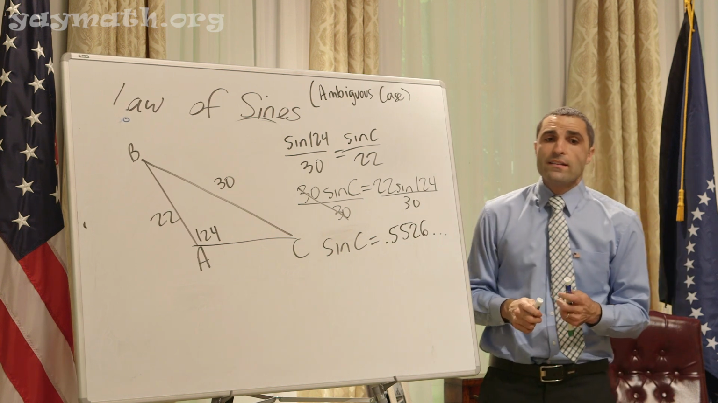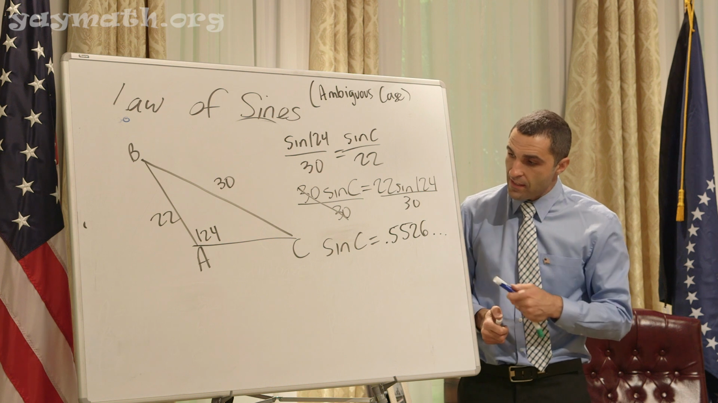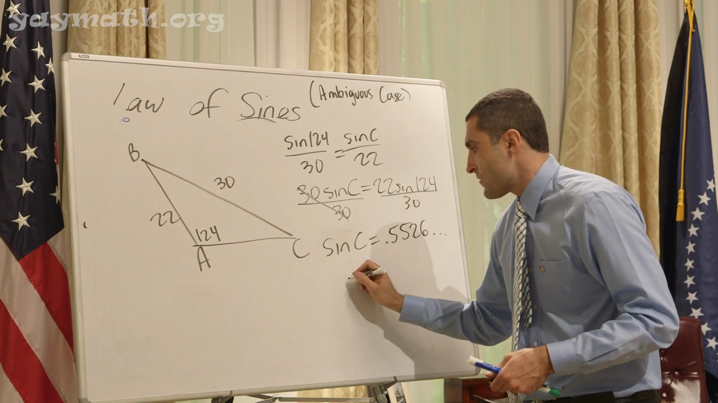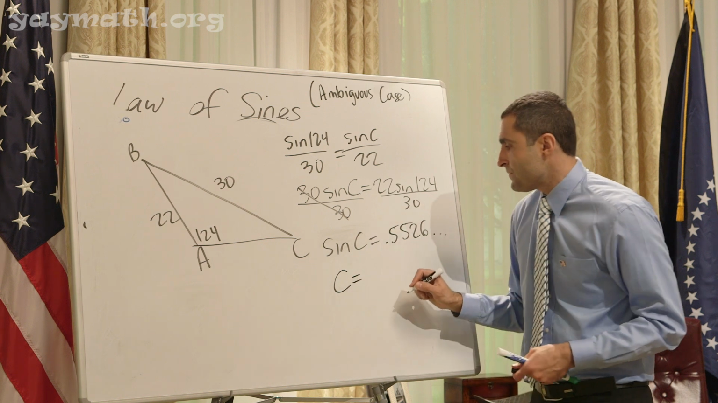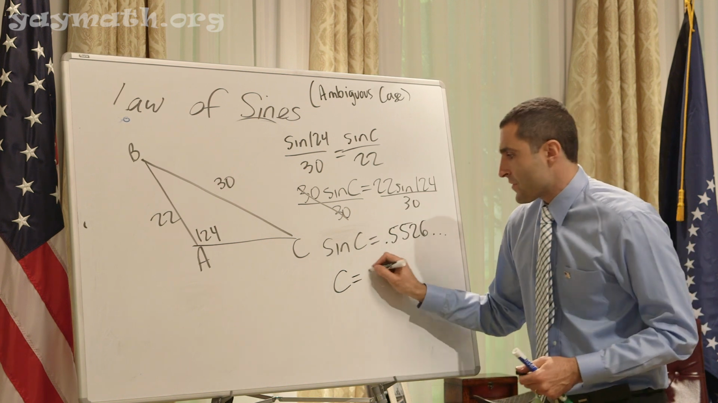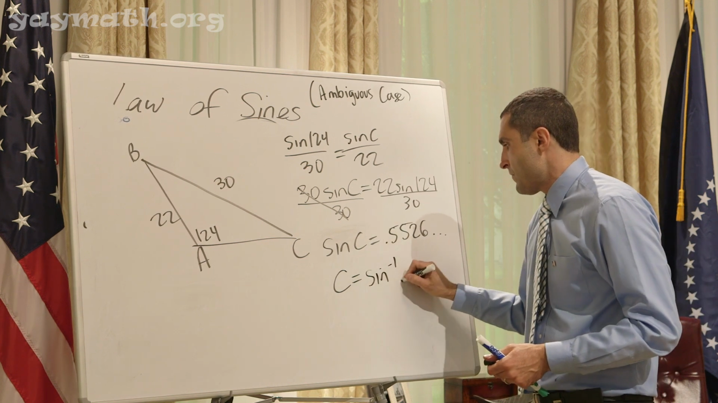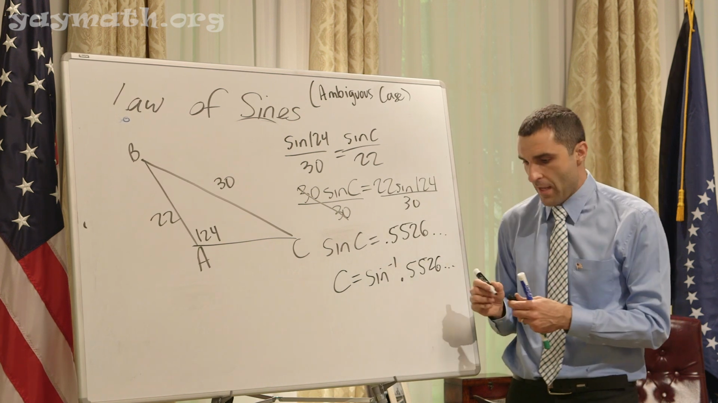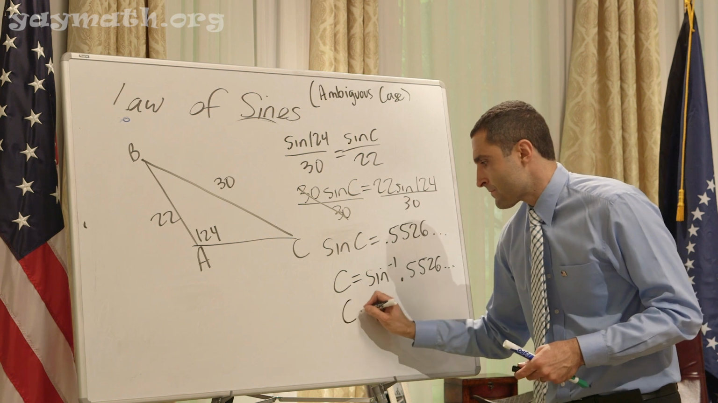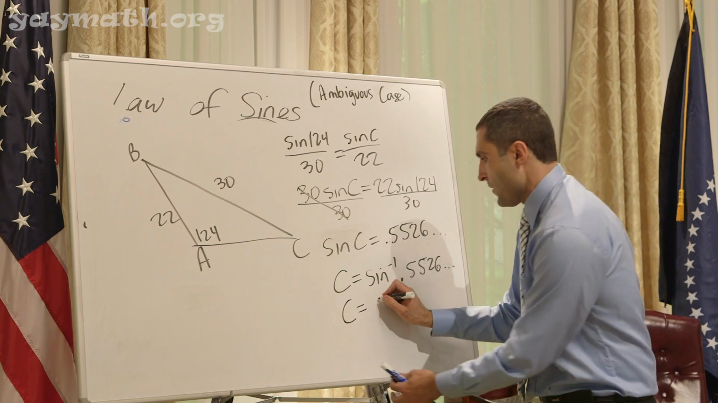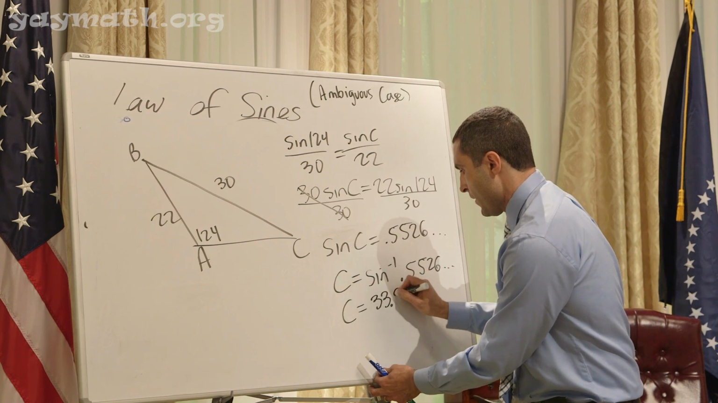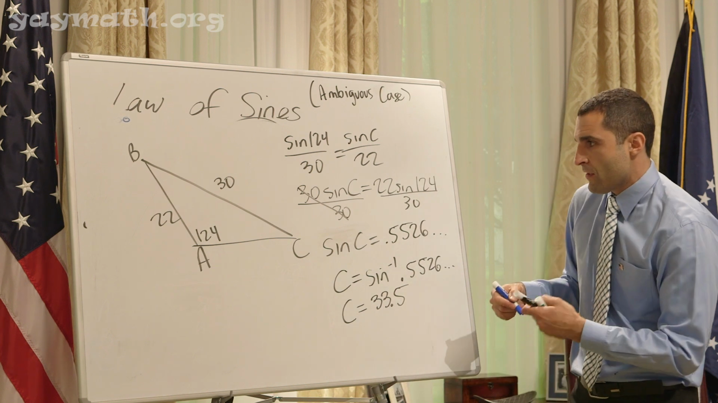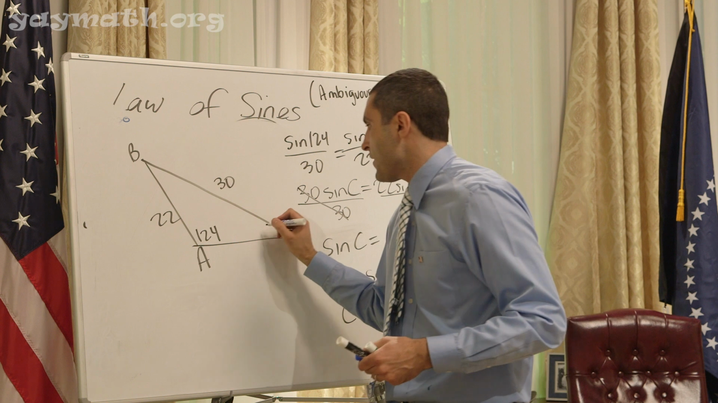So let's get what the angle C needs to be as a result using inverse trig. So C equals inverse sine of 0.5526. And what do we get? 33.4, 33.5. Okay, so 33.5 would go here.